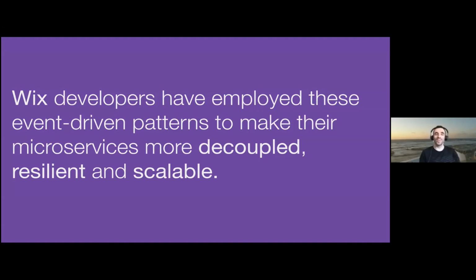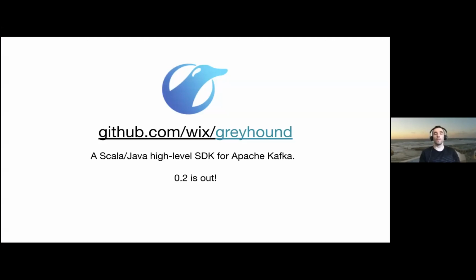And I want to summarize now. So Wix developers have employed these event-driven patterns to make the microservices more decoupled, resilient, and scalable. And a lot of the patterns here have partial implementation done by our Apache Kafka SDK client that we have for the JVM called Greyhound. So it's open source and you can check it out as well. It has a lot of cool features, enable parallel processing and consumption, resilient retries, and batch consumer, and a lot more.